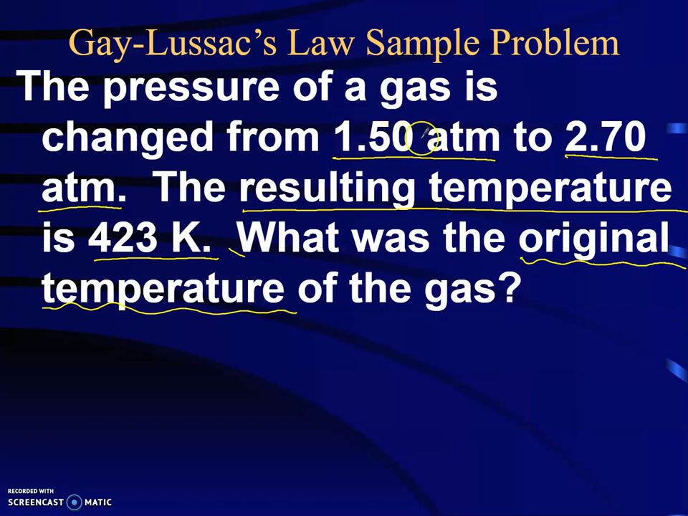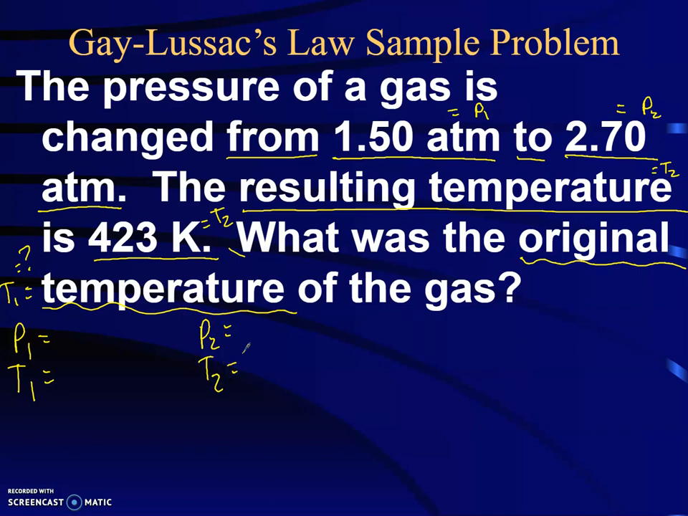Use context clues. 1.5 atmospheres is going to be from where it started, so this is going to be P1, to 2.7 atmospheres. This is P2. The resulting temperature, so that is T2 over here, is 423. The original temperature is T1, and that is unknown. So I have P1, T1, P2, T2. So P1 is going to be 1.50 atmospheres. P2 is 2.7 atmospheres. T1 is unknown, and our T2 is 423 Kelvin.